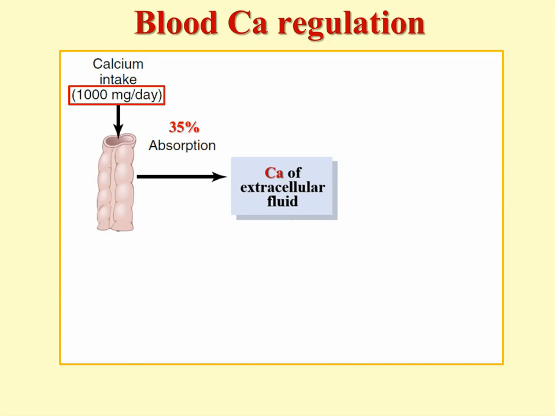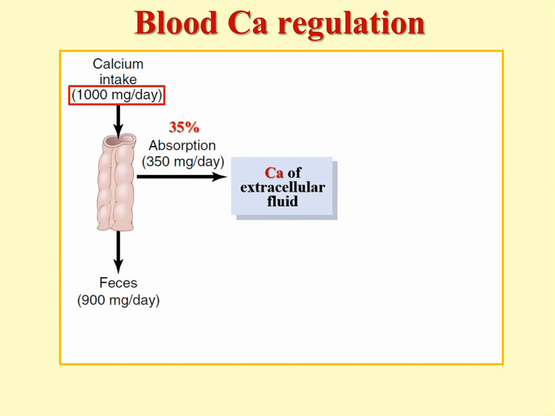Of course, for some groups of people, like pregnant or lactating women, this requirement is even greater, and for growing children. But for adults, it's about 1 gram. And out of this 1 gram, we absorb, according to the percentage, about 350 milligrams per day. But nevertheless, through feces, in this case of intake, we lose about 900 milligrams daily.